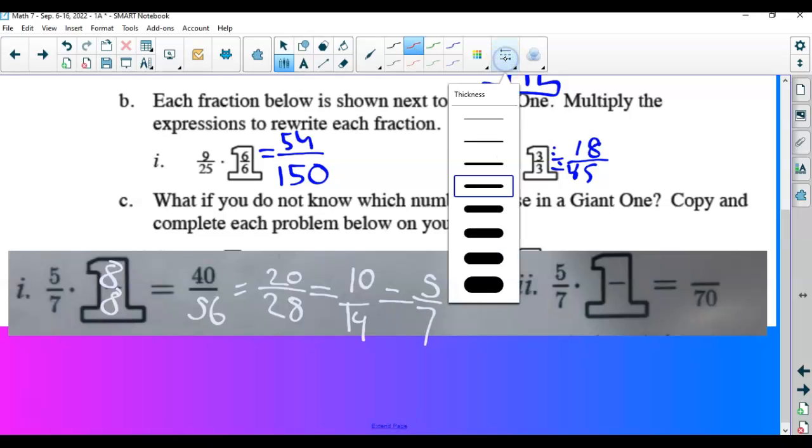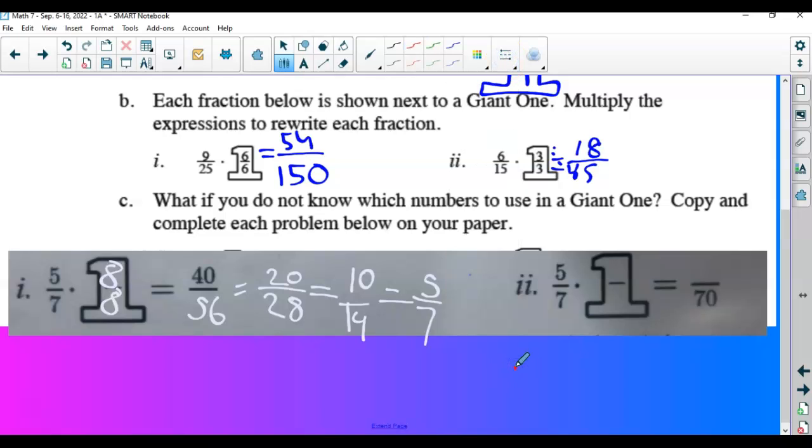Let's make this smaller. Boom, there you go. Do you want me to narrate for you, or do you want to talk it out? No, I can talk it out. So. Talk to the class.